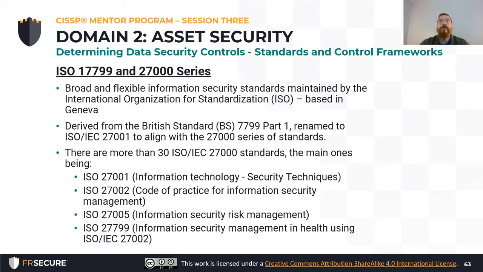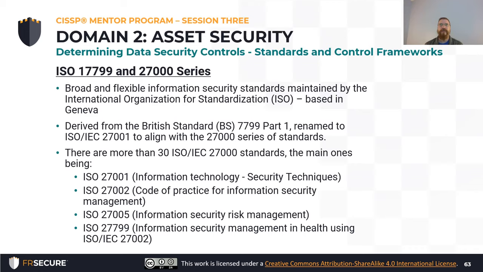All right. So ISO 17799 and the 27000 series, you absolutely will need to know these. So International Organization for Standardization, ISO, comes from the British standard, BS 7799, renamed to 27001, aligning with the 27000 series of standards. So what you'll need to know for the exam on this one: what was the standard that derived from the British standard 7799? ISO 27001. That's kind of what you need to know. You don't need to know what's in the full standard, just what it is.